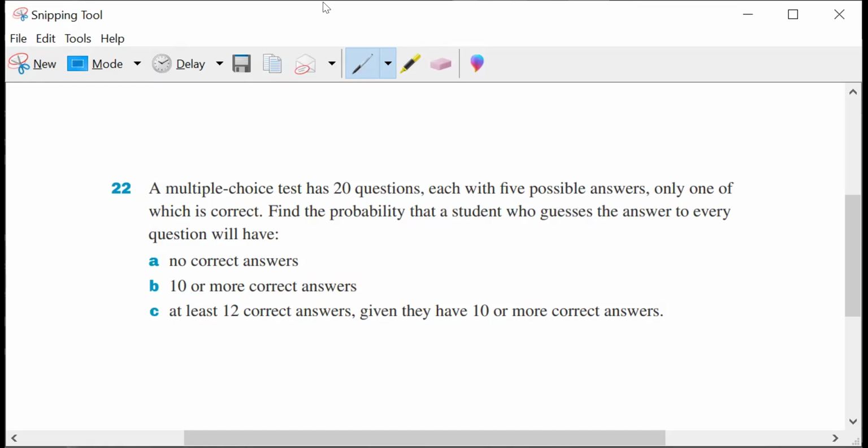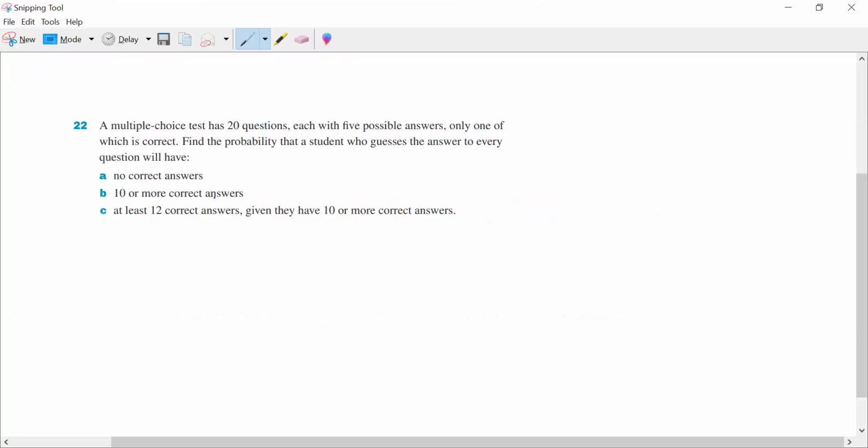So here we've got a multiple choice test with 20 questions, each with 5 possible answers, only one of which is correct. Find the probability that a student who guesses the answer to every question will have A, no correct answers, B, 10 or more correct answers, and C, at least 12 correct answers given they have 10 or more correct answers. Okay, so the first thing is we need to set up our binomial.